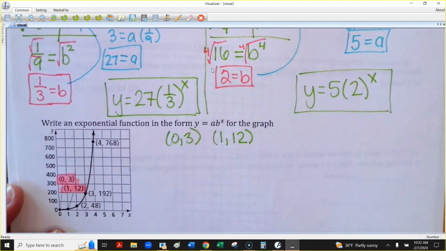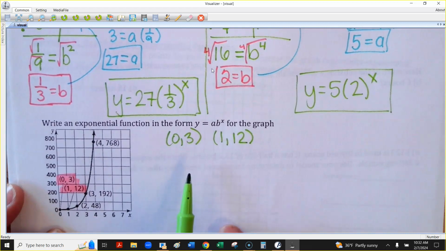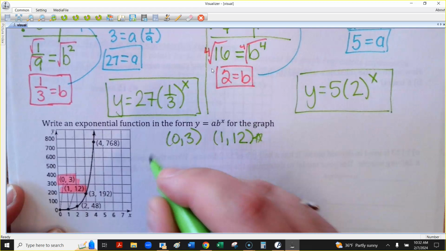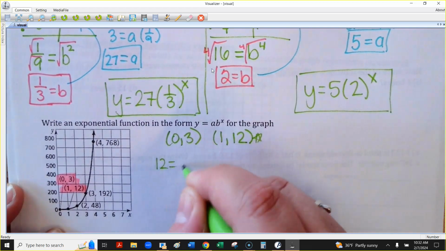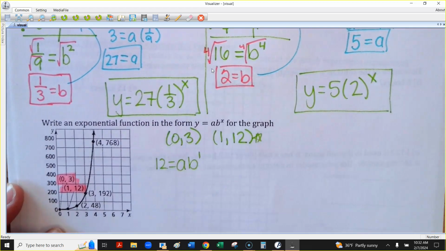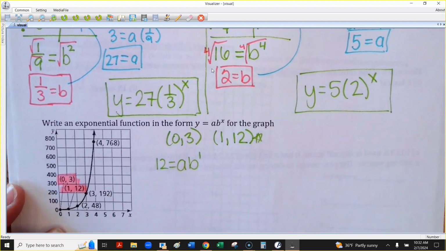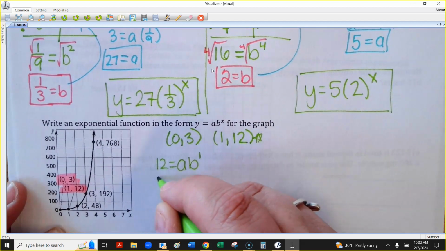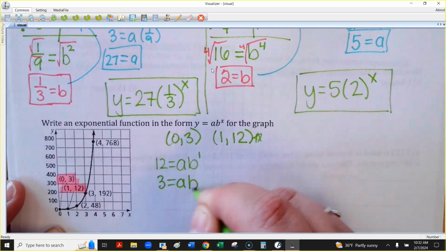Okay, I'm going to start with the bigger x value, so that would be this point. So I'm going to write 12 equals ab to the 1st. Then the other value of x is 0, so that's a little smaller, so I'm going to write 3 equals ab to the 0.